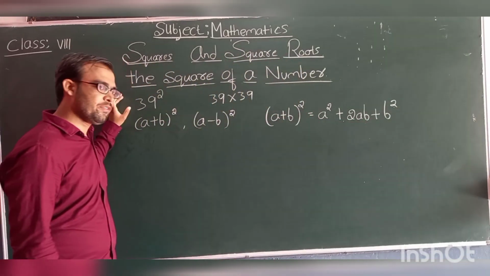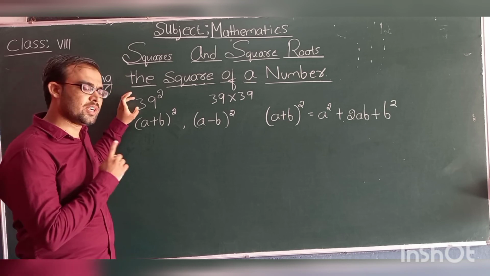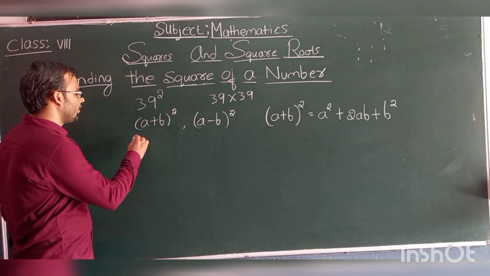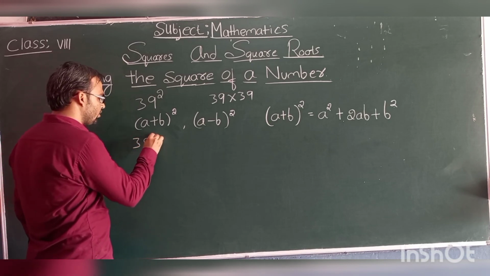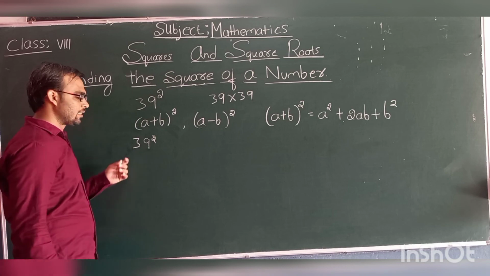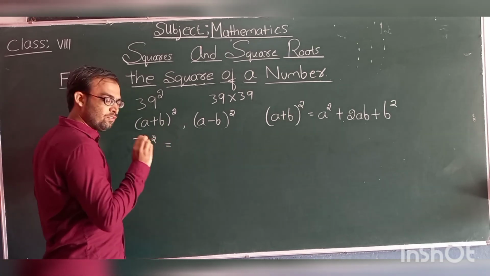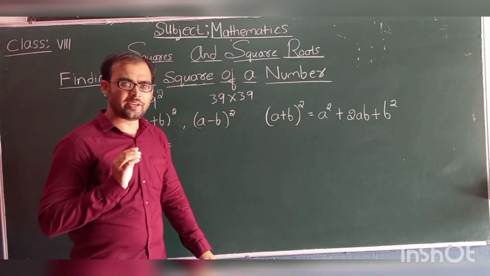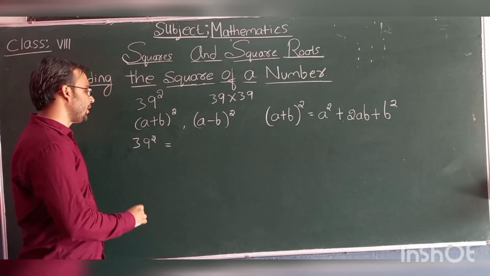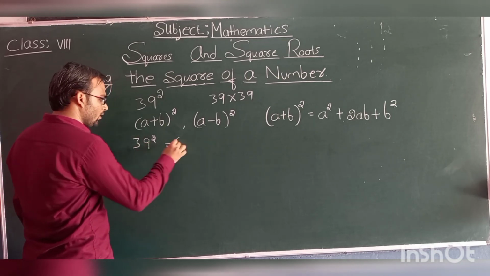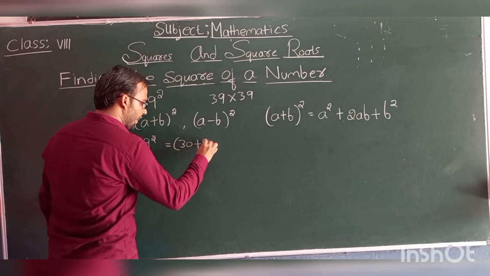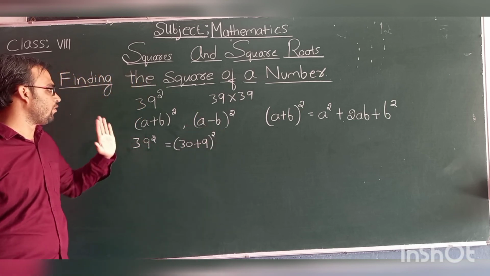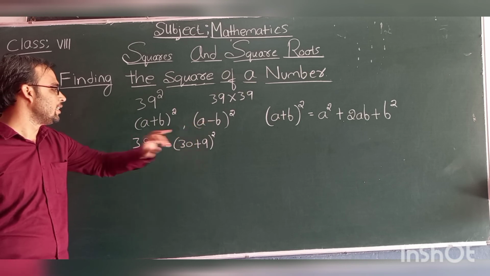Now we are finding the square of 39 using the identity (a plus b) whole square. Here take 39 square. We need to write 39 in the form of (a plus b) whole square. So look here, (30 plus 9) whole square. We have written 39 in the form of (a plus b), that is 30 plus 9.